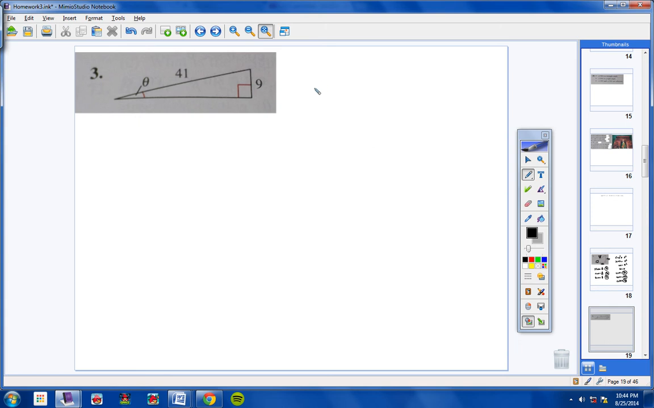Okay, let's go ahead and use Pythagorean's theorem to find this missing leg. We are missing a leg, by the way, so we have 9 squared plus leg squared equals hypotenuse squared. And then we would have 81 plus L squared equals 41 squared, which would be 1,681. And then we'll subtract 81 from both sides, and we're left with 1,600. And the square root of 1,600 is going to be 40. So this missing leg right here would be 40.